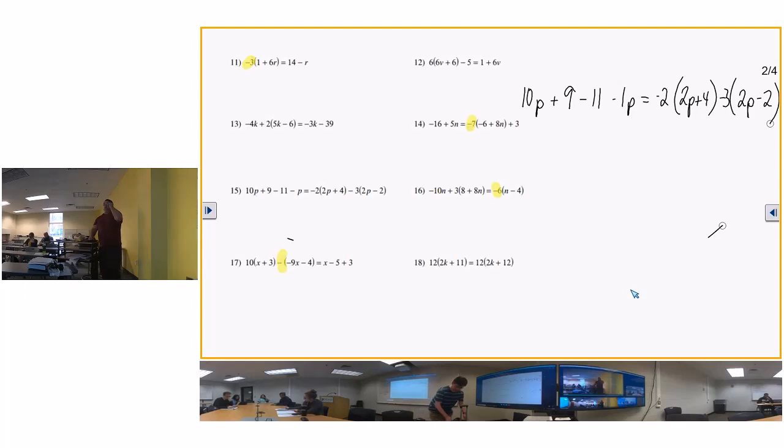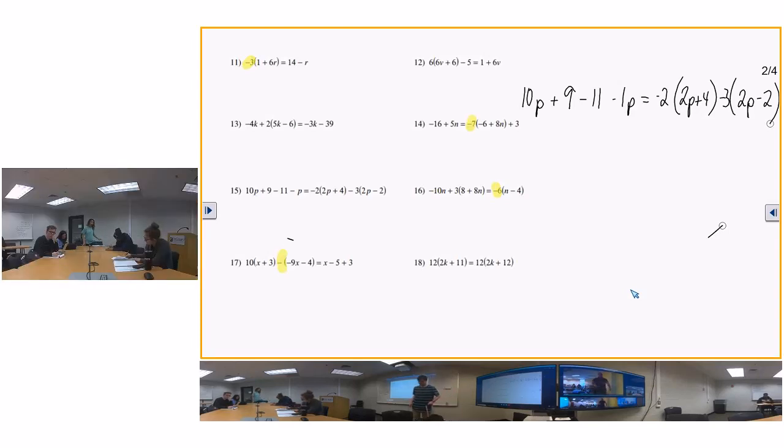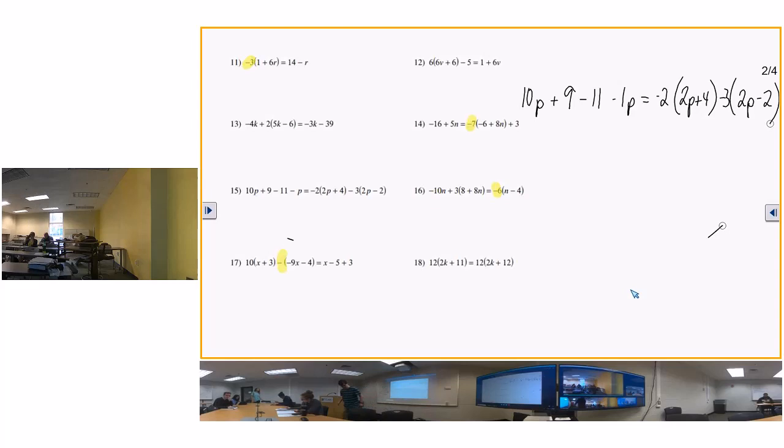Okay, so what's going to get you on these? Time and signs. Time and signs. Make sure you get these things down to a few seconds. It shouldn't take you more than a minute to do these problems.